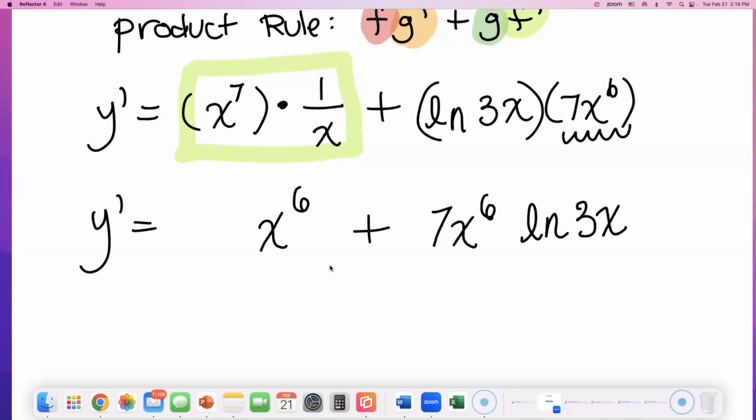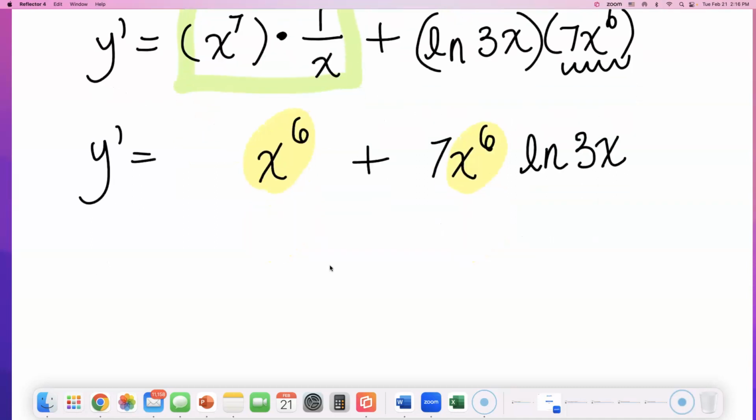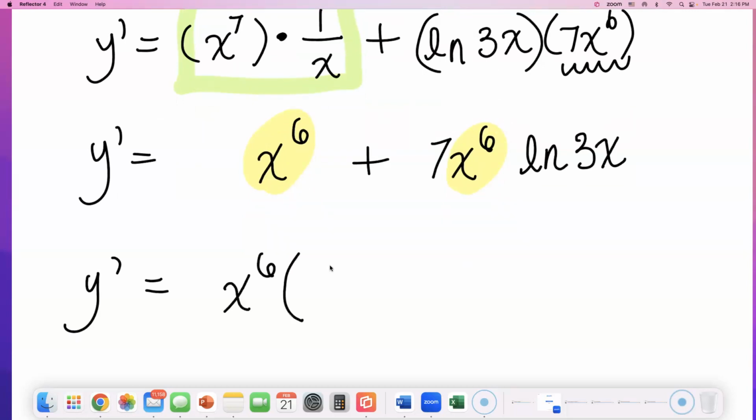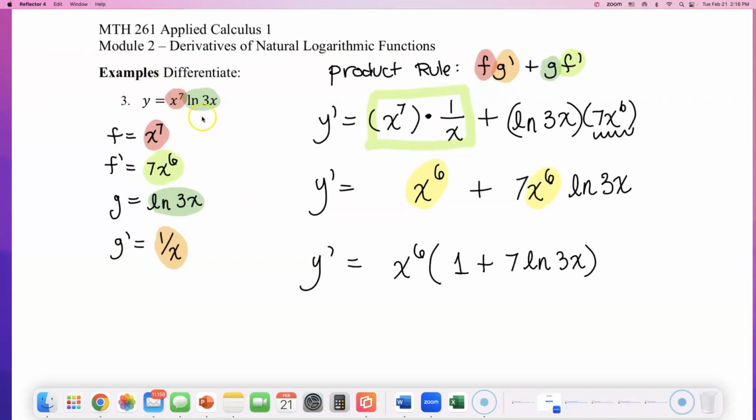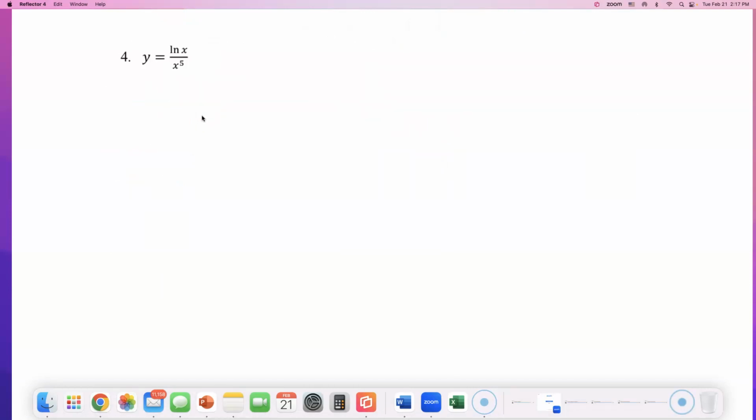I can see they have a common factor of x to the 6th power. I want to factor that out. So if I factor that out, I will have x to the 6th power times 1 plus, what's left in the second term? 7 ln 3x. So I will stop there, and that's got to be the derivative of this expression, okay? All right, let me do maybe just one more over here.